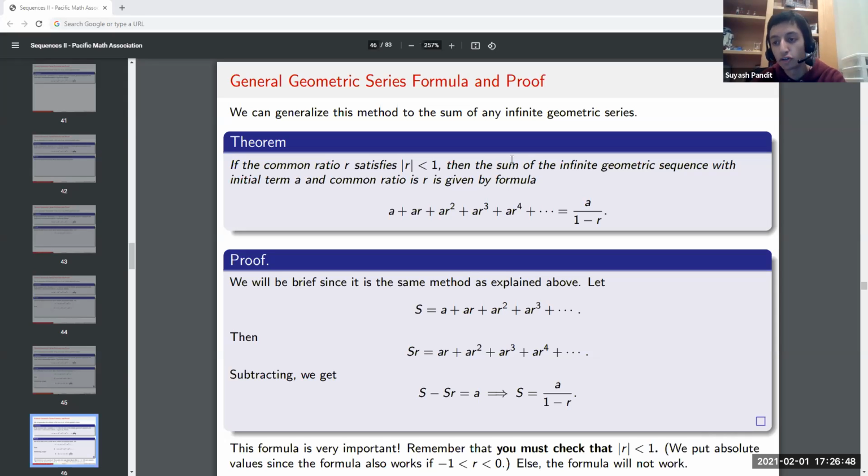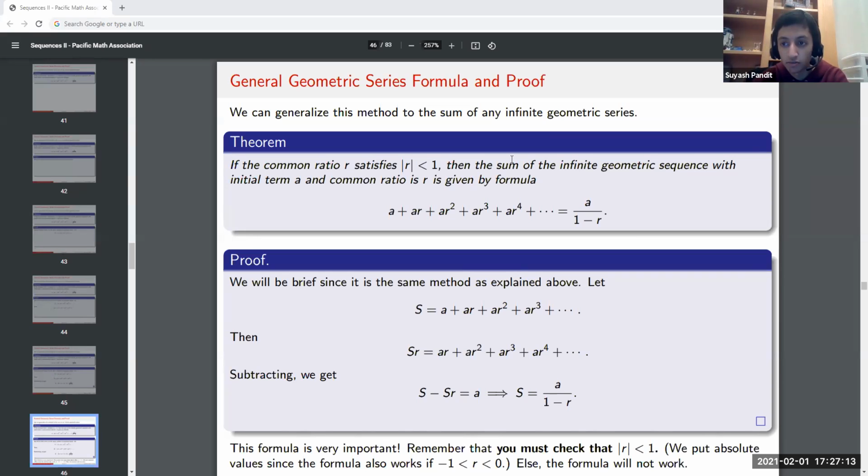In that case, it becomes an alternating series. Let's say you started with 2 and your common ratio was negative 1/2. That would be 2 minus 1 plus 1/2 minus 1/4 plus 1/8 minus 1/16, and that would also converge to something finite, but it would be jumping around, back and forth. It would also approach a finite value there. So are there any questions about this?